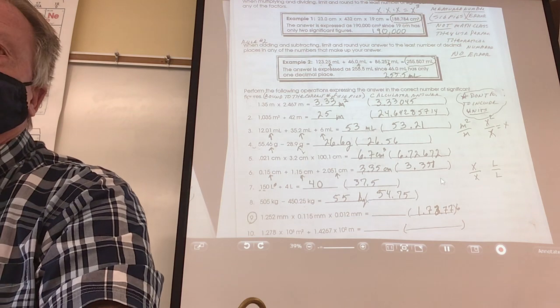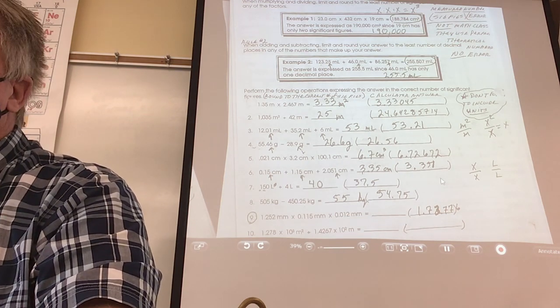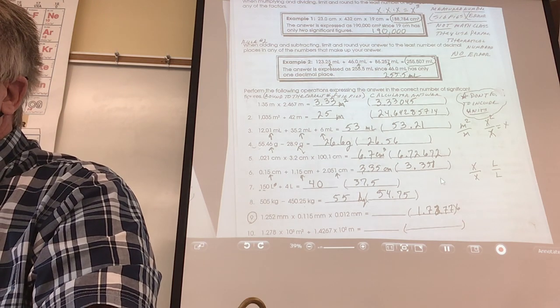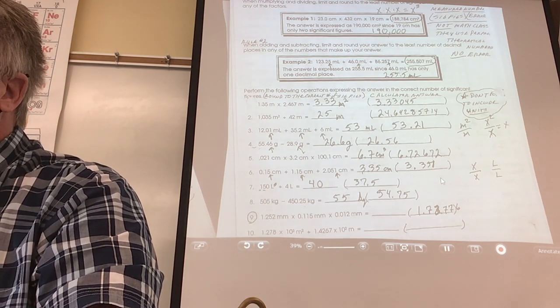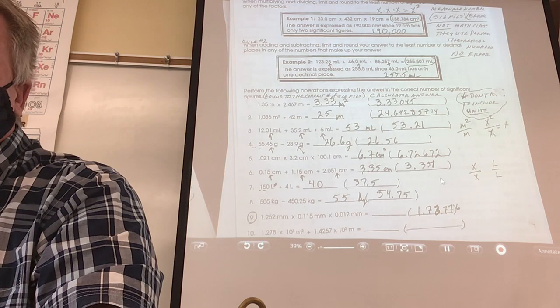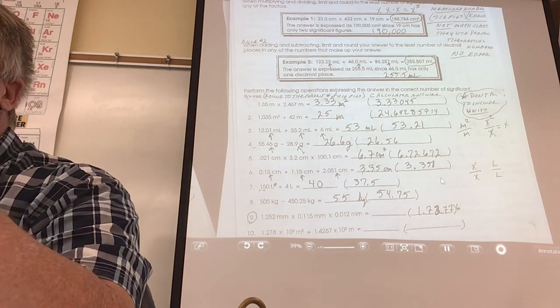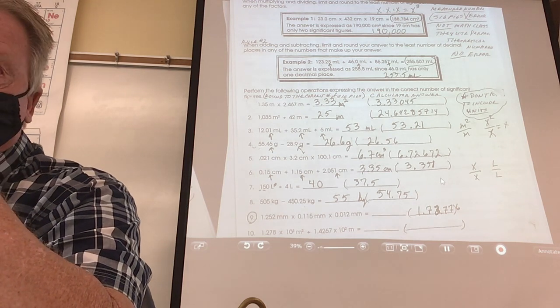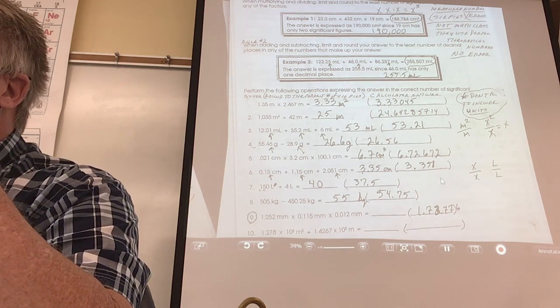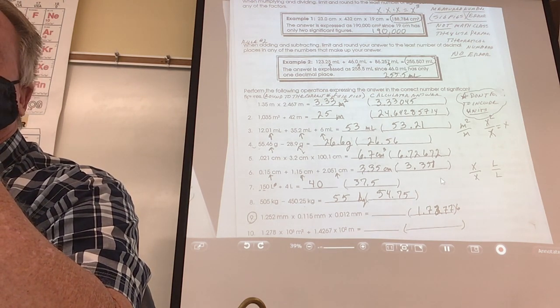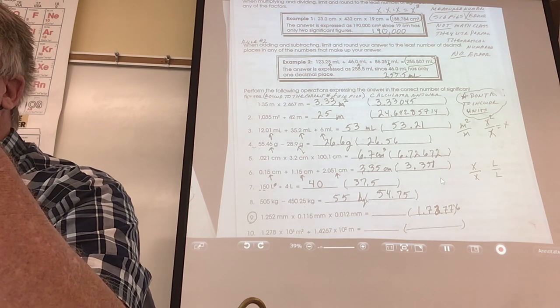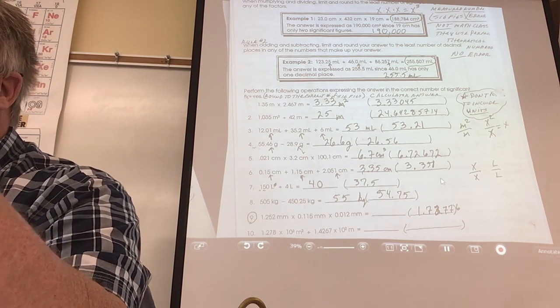Now, I want everybody to commit to what they would round that to using measured numbers, and then put the correct unit afterwards. It's okay if you make a mistake, but don't leave it blank. You have to commit. Does everybody commit? All right, here we go.